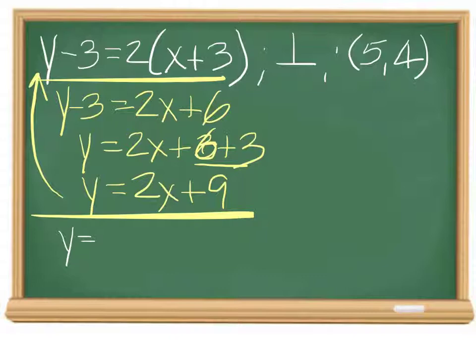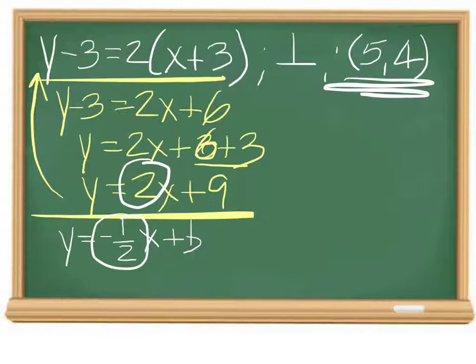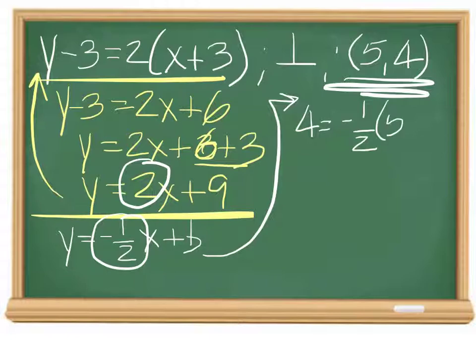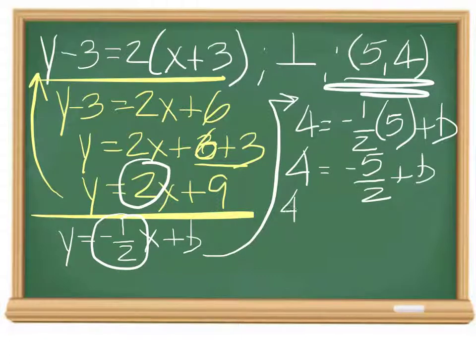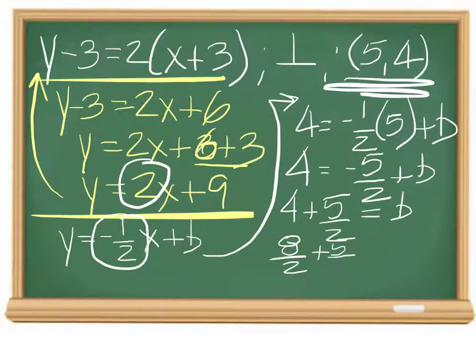You need the negative reciprocal, so it'd be negative 1 over 2. Once you find the negative reciprocal of this slope and plug it in here, you have to plug in these points. So that would be 4 equals a negative half times 5. And then simplify the right to get a negative 5 over 2 plus b. Move that to the left and make it plus, and find a common denominator of 2. And you should come up with 13 over 2.